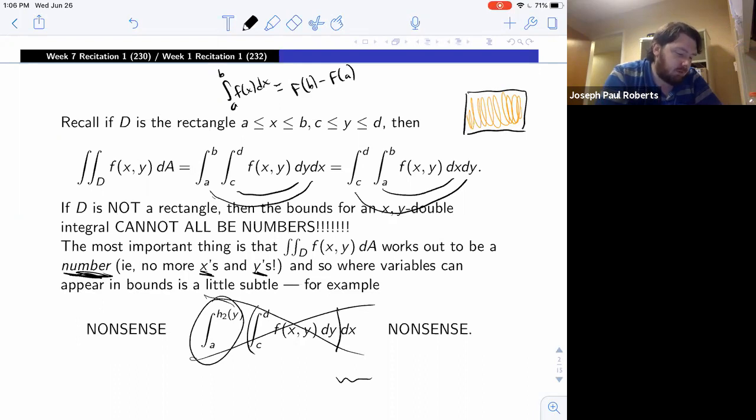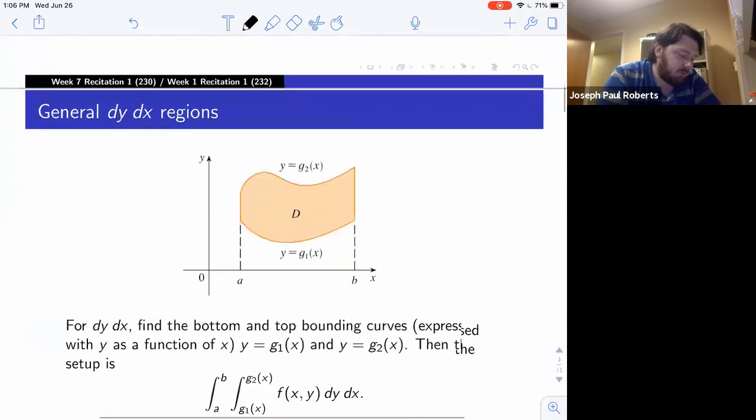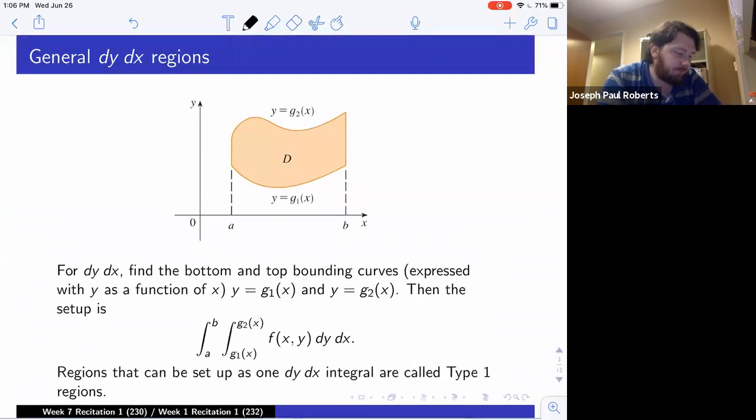And then you go through and think about, okay, well, where could variables occur? What does it work out to be? And so it turns out that, yeah, for dy dx, it's okay to have x's in the y bounds. So that's why I have this g1 of x, g2 of x. And as far as keeping track of what those mean, as far as the region goes, for dy dx, basically the inner y bounds are the bottom and top curves for this region D.